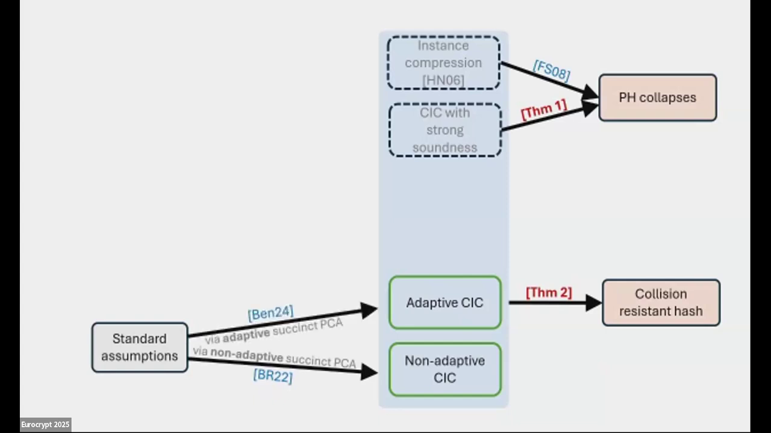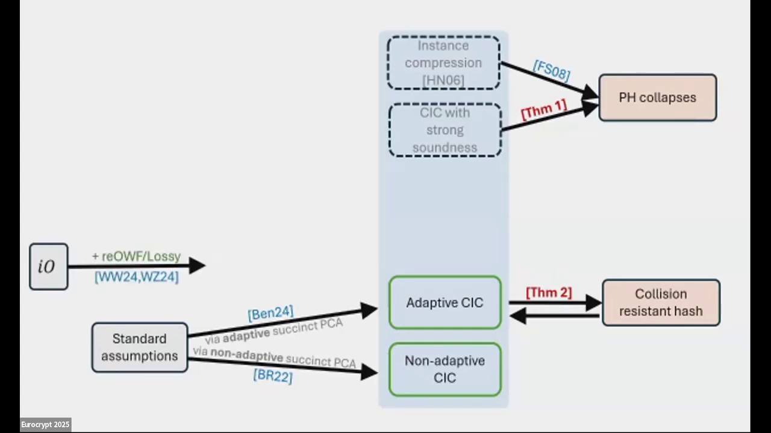In previous work, we constructed adaptive succinct PCA. And from this object, we show, from standard assumptions, how to move to adaptive CAC. And we actually prove in our second theorem another thing. We show that collision-resistant hash function implies adaptive CAC. So this is a strong indication that to get from one-way function to collision-resistant hash function, we need to go through adaptive CAC.